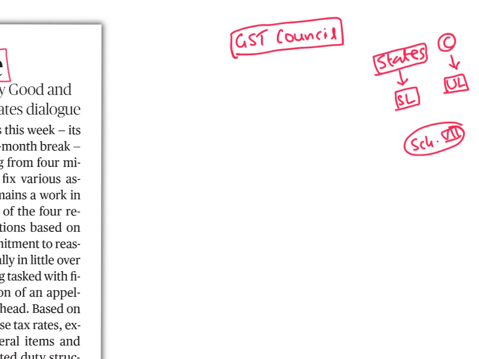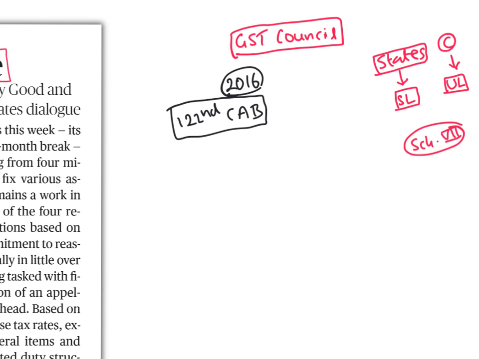So we have to go back to 2016. In 2016, in the Parliament, the 122nd Constitutional Amendment Bill was introduced. I am saying Constitutional Amendment Bill. It is not an act. It is a bill. It was passed by both houses of the Parliament in 2016. It was introduced and Parliament passed it in both Lok Sabha and Rajya Sabha.